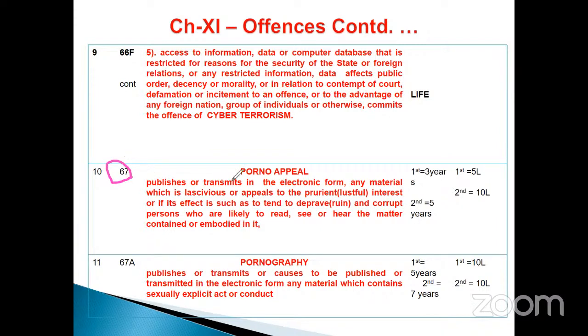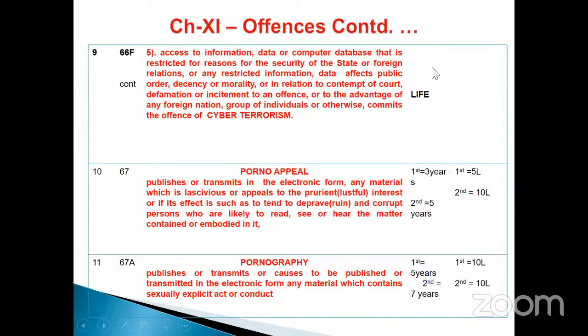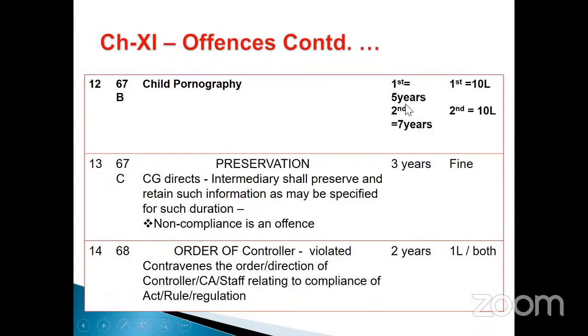Then 67, porno appeal. Porno appeal means you are trying to seduce. So punishment is, for the first offense, 3 years, for the second offense, 5 years. And for the first offense, 5 lakhs, and second offense, 10 lakhs. Similarly, 67A, pornography. Same way, 5 years for the first offense, 7 years for the second offense. But the fine is 10 lakhs each for the first as well as second offense. Then 67B, child pornography, 5 years, 7 years, 10 lakhs, 10 lakhs.